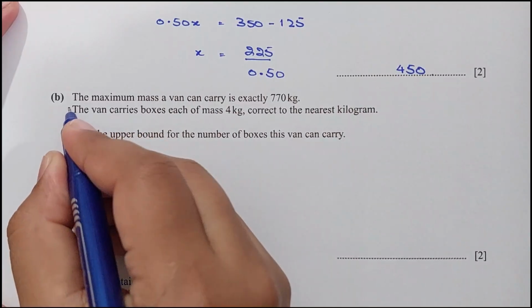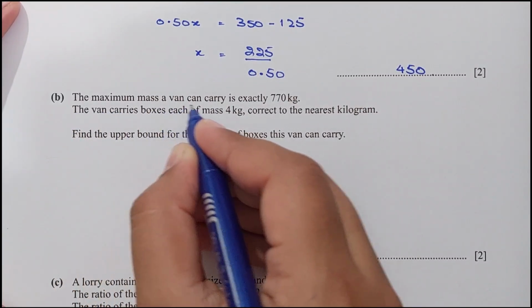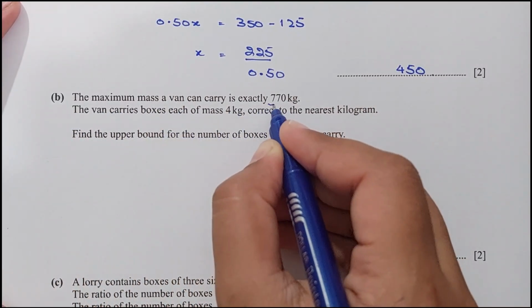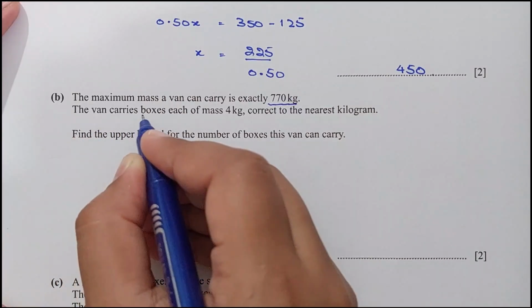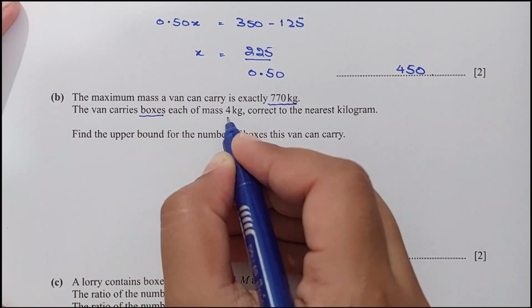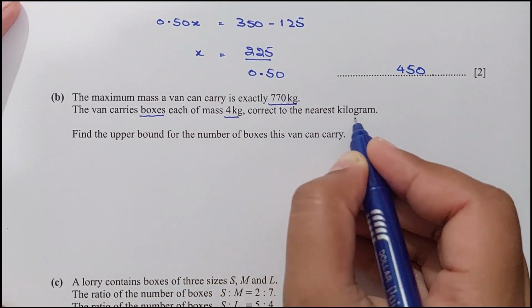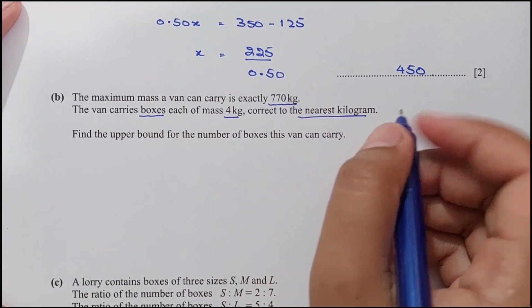Now for part B, the maximum mass a van can carry is exactly 770 kilograms. The van carries boxes, each of mass 4 kilograms, correct to the nearest kilogram. Nearest 1 kilogram.